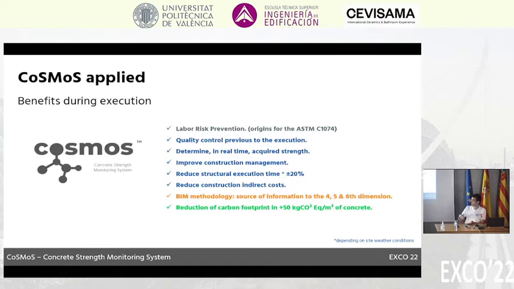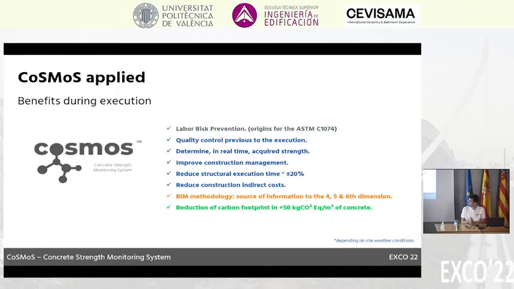But also because of determining in real time the acquired strength, we have a lot of extra information to improve project management, and we have demonstrated, we'll see it afterwards in the numbers, that you can cut construction times of the structure by up to 20%, depending on weather conditions and temperature conditions on site, but those numbers can be achieved. And that obviously has a reduction in the indirect costs of the building, because if we shorten the time of the project, we are going to be saving money.